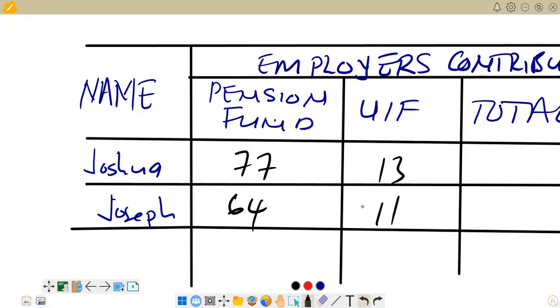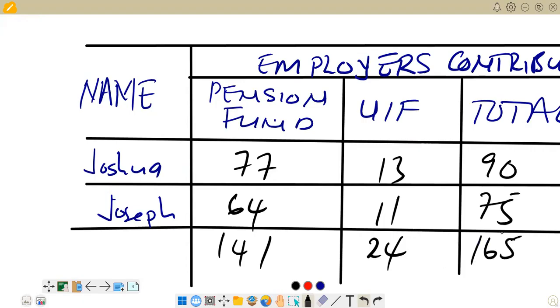Then we also need to add the totals. If you add the total here, 77 plus 64, we're going to get 141. 13 plus 11, you get 24. Then we also add the total in this direction: 77 plus 13, you get 90. 64 plus 11, you get 75. And then we add 141 plus 24, you get 165. So this is what we have in terms of employer's contribution. So this marks the end of our question.